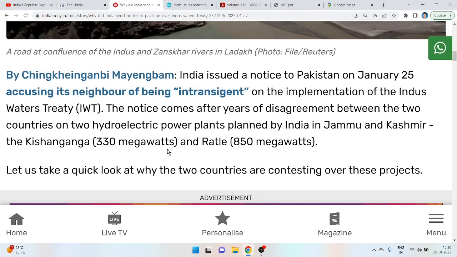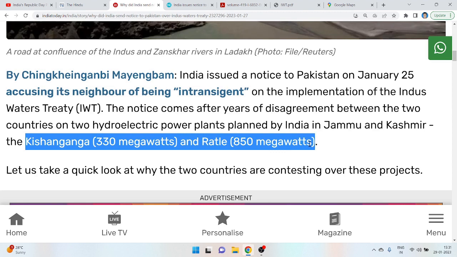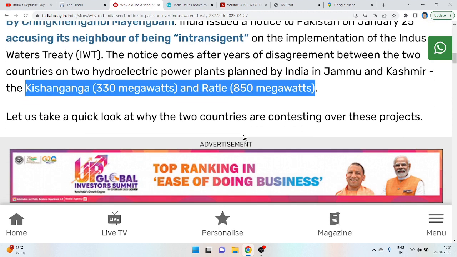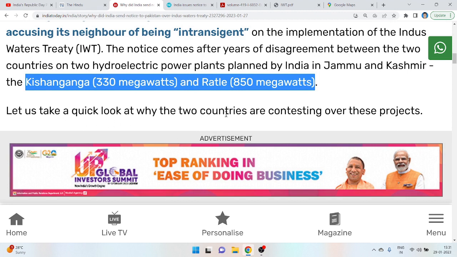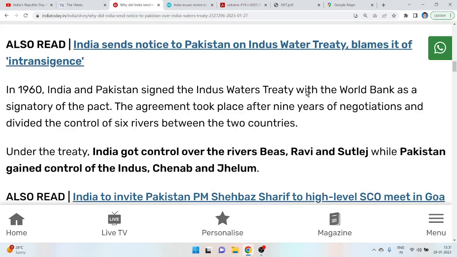Pakistan is constantly objecting to these hydropower plants and moving to the international court, moving to the World Bank. Instead of discussing the matter with India, Pakistan is running to world courts, that is the International Court of Justice, against India. That's why India finally issued a notice, inviting Pakistan to sit at a table and discuss the modification. Now, I will tell you whether these 2 power projects are valid or not as per the treaty. Let us take a quick look at why the 2 countries are contesting over this project.